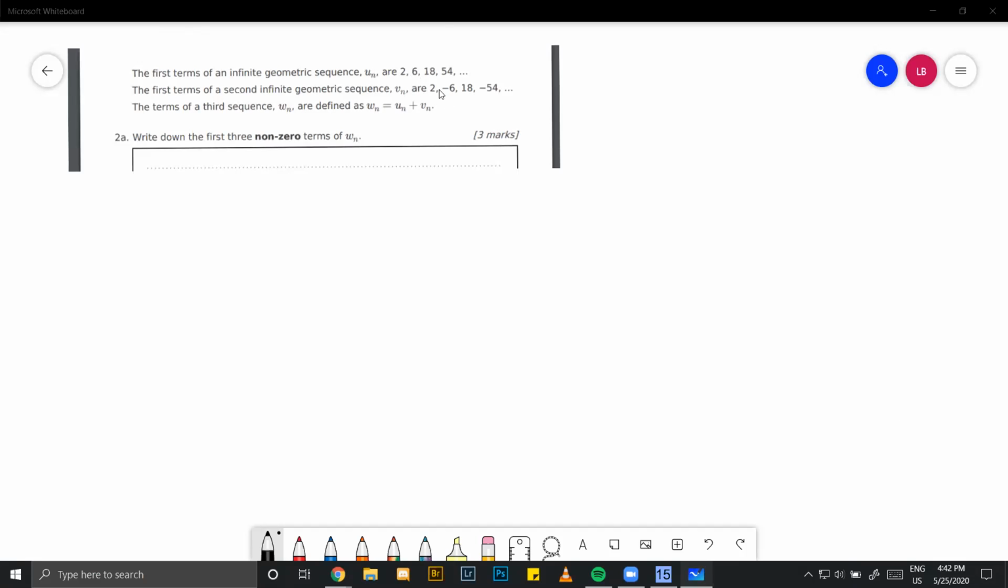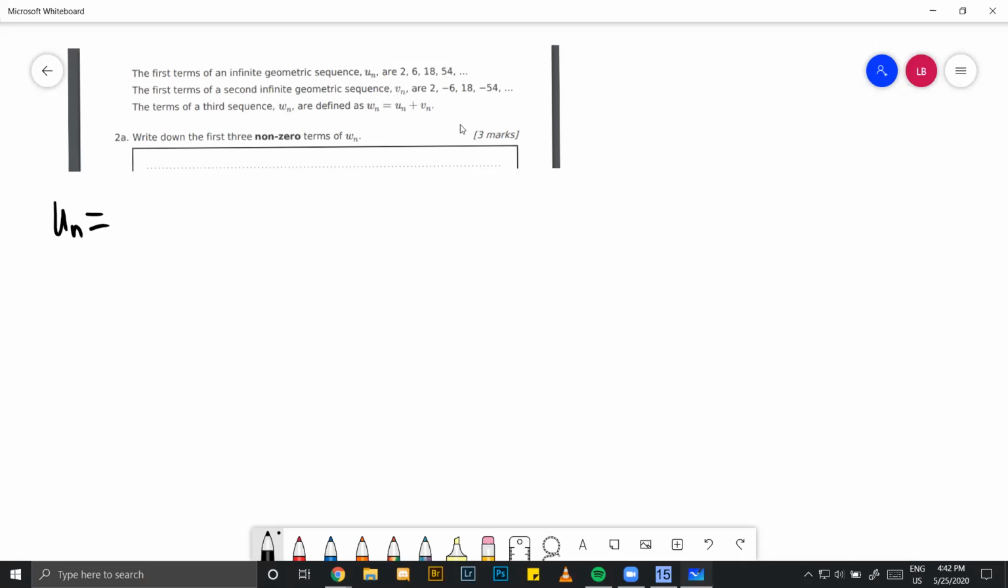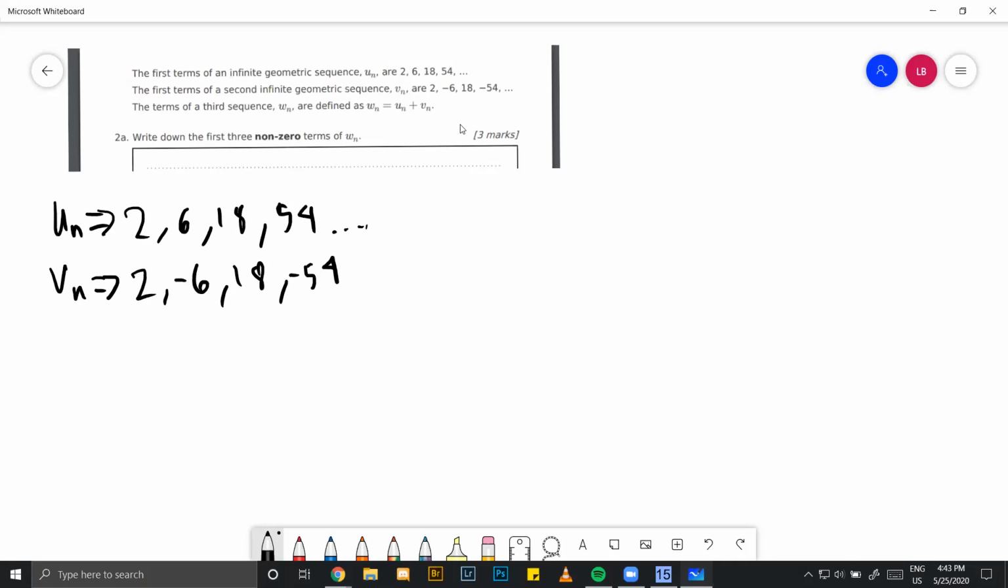For every single term. So when it says write down the first three non-zero terms of Wn, first let's just try writing down the terms of Wn, and then we'll look at what this question means as well. I always like to rewrite what the information given is, to make sure that I have a better understanding, and it helps me think about it a little bit. So I just write out some stuff, so it's easy to work with.